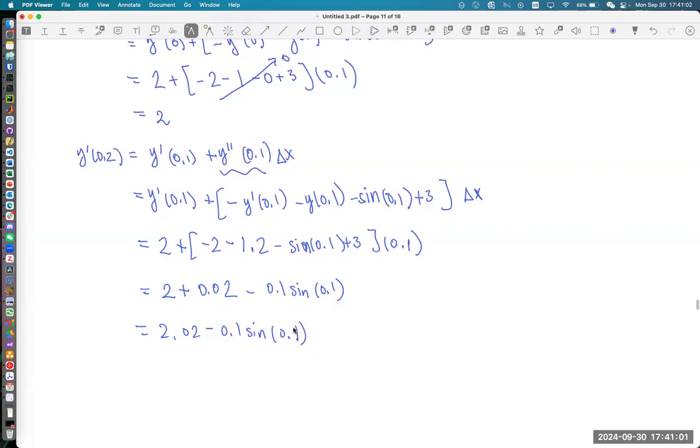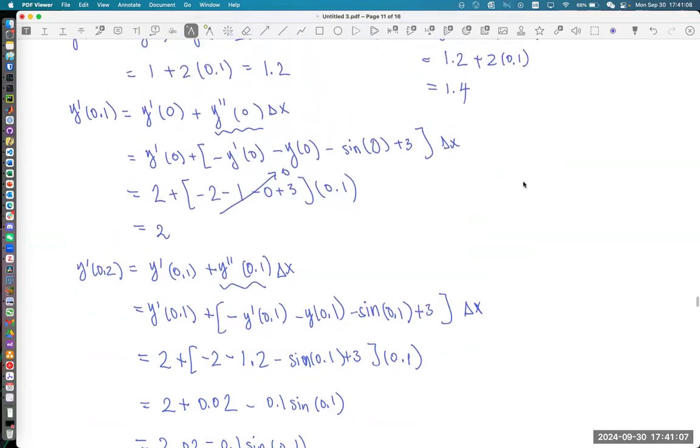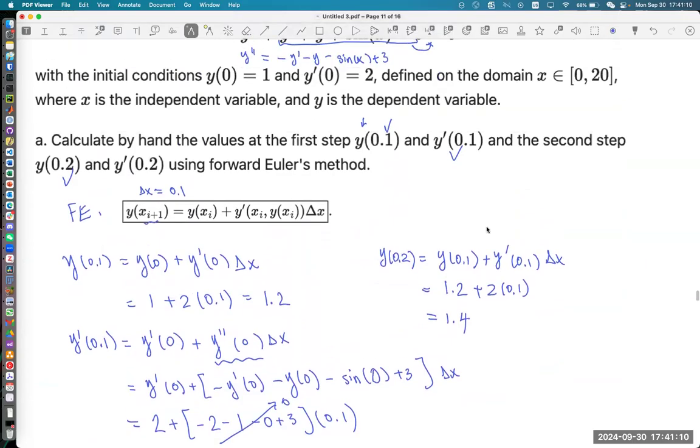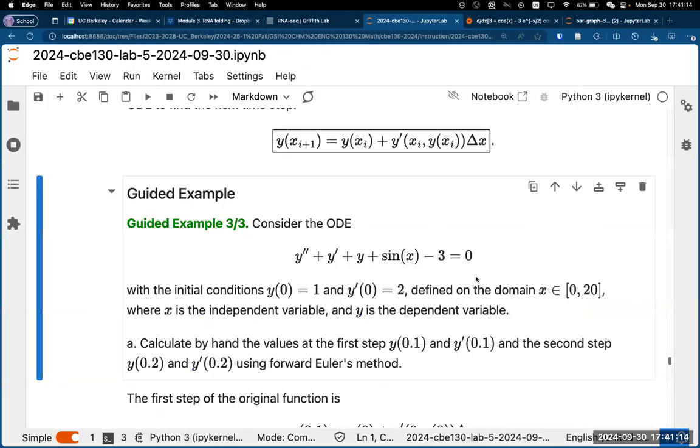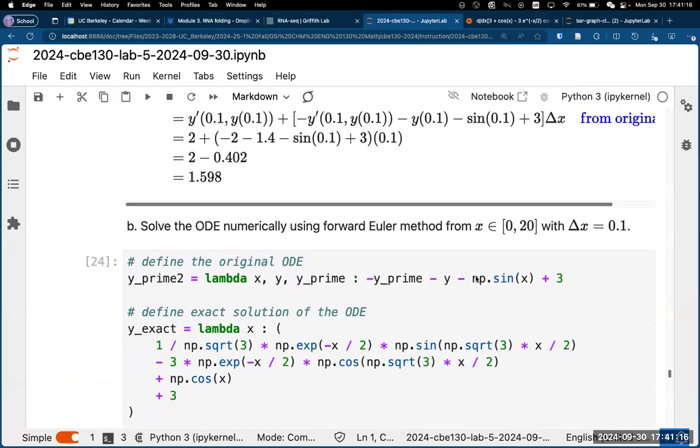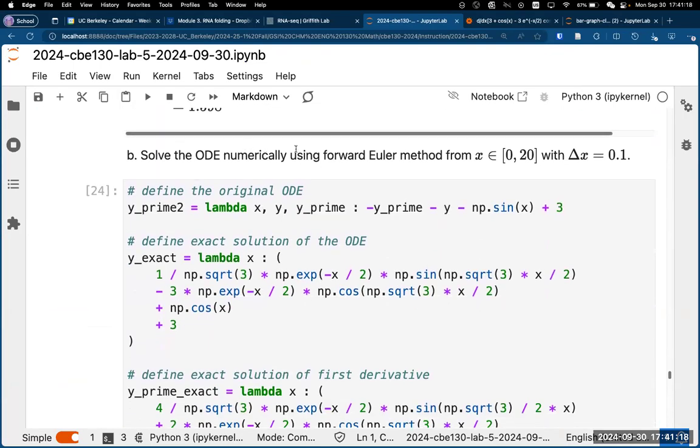Question? So it's highly possible in midterm 2, this could be on the exam because this demonstrates how you could use a numerical algorithm. And you want to solve this numerically using forward Euler's method. We have demonstrated the first 2 steps, but how do we do it in Python code?